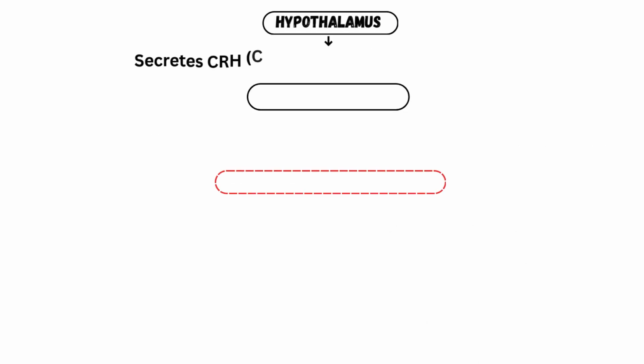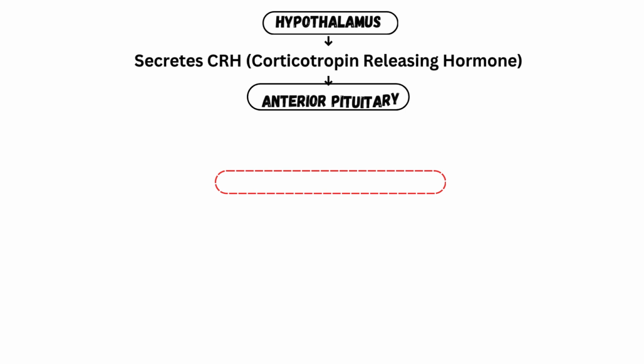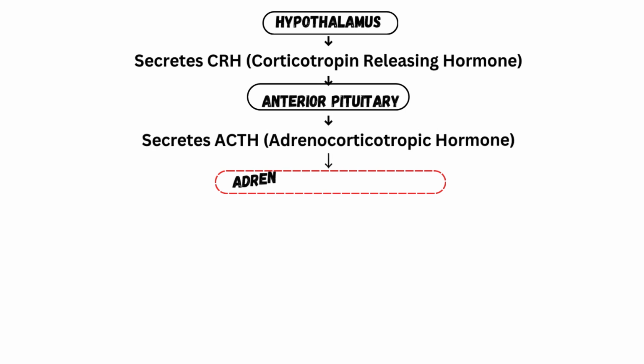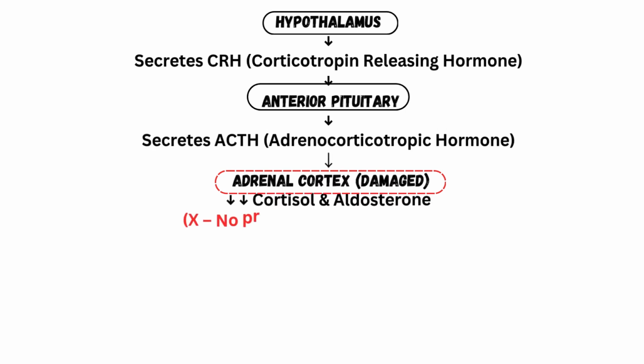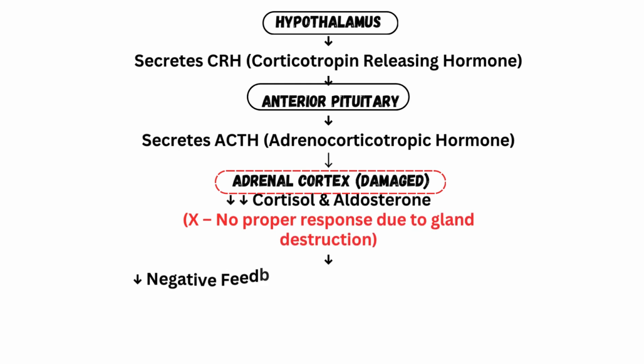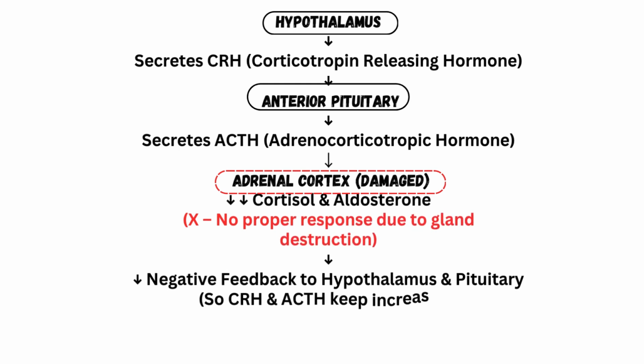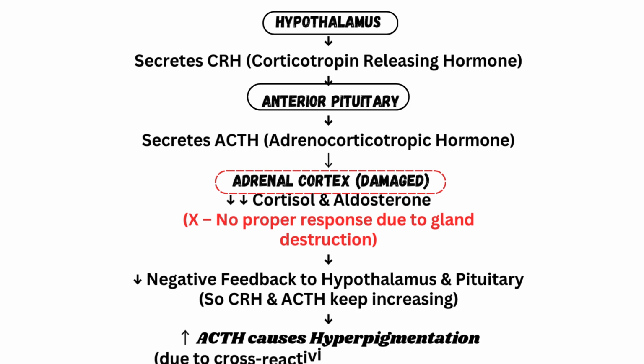Normally, the hypothalamus releases CRH, stimulating the pituitary to produce ACTH, which signals the adrenal cortex to secrete cortisol. In Addison's disease, adrenal failure leads to low cortisol, removing negative feedback and causing elevated ACTH levels.